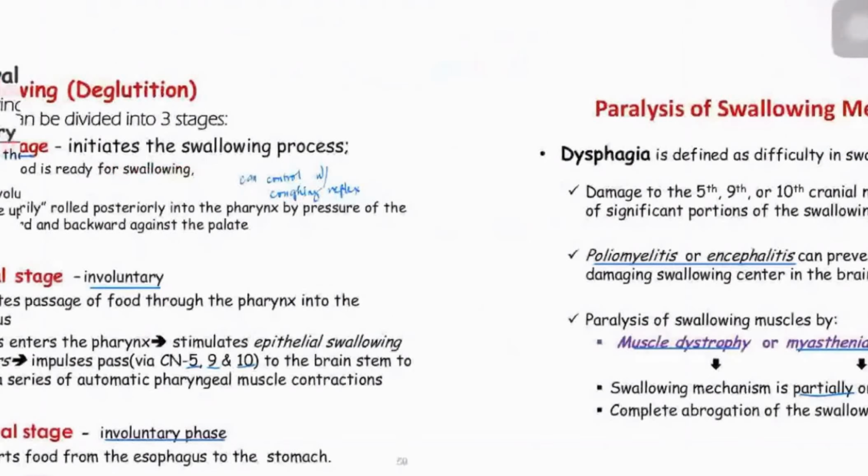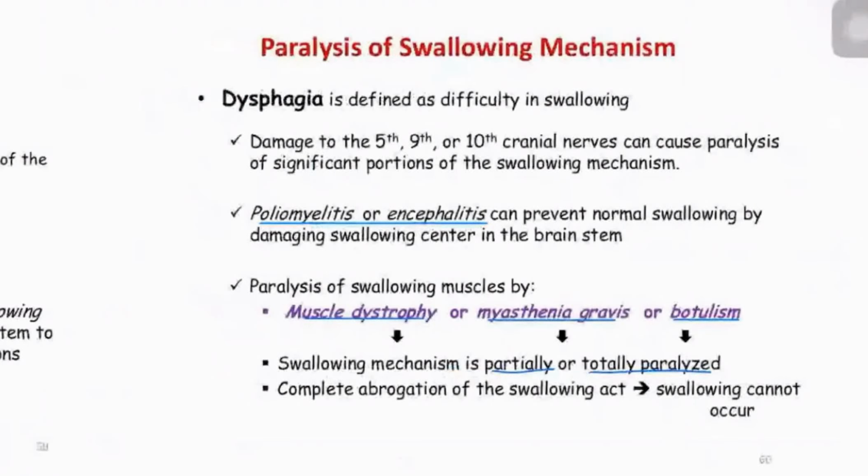Now, let's go to the paralysis of swallowing mechanism. When we say dysphagia, it's defined as difficulty of swallowing. There can be damage to your 5th, 9th, and 10th cranial nerves. Okay? And your poliomyelitis or encephalitis can prevent your normal swallowing by damaging the swallowing center.